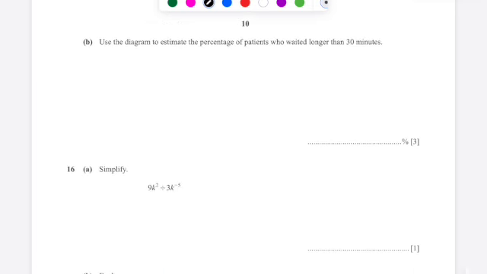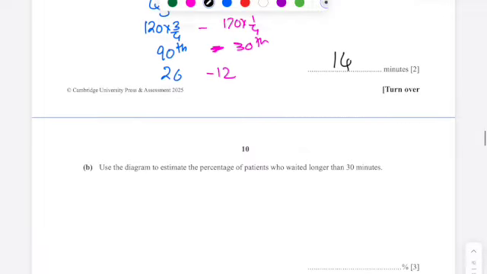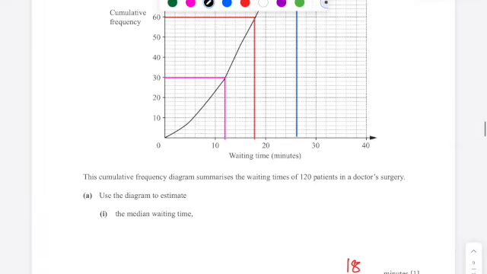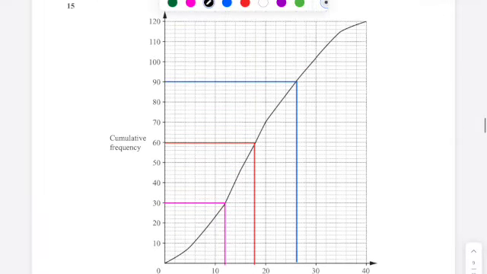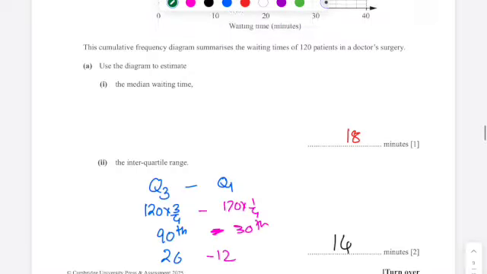Use the diagram to find the percentage of patients who waited more than 30 minutes. So for that, what am I going to do? I'm going to draw the line from 30, hit the graph, and bring it here. So this is going to be 102. So 102 to 120 have waited more than that.